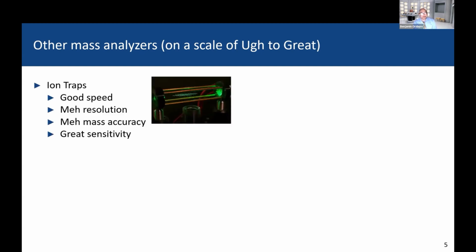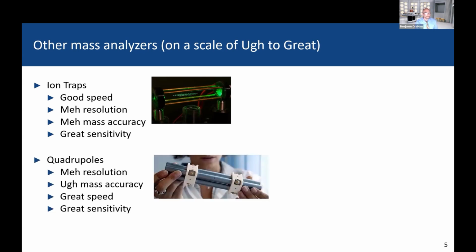And so, ion traps have good speed, resolution and mass accuracy, but they have great sensitivity because as you're ejecting the ions, they actually strike the detector, right? In most cases. And you can offset those two things by ejecting things slower.